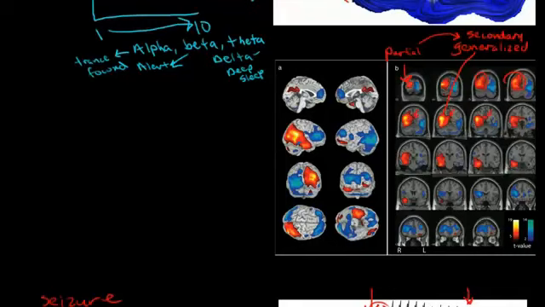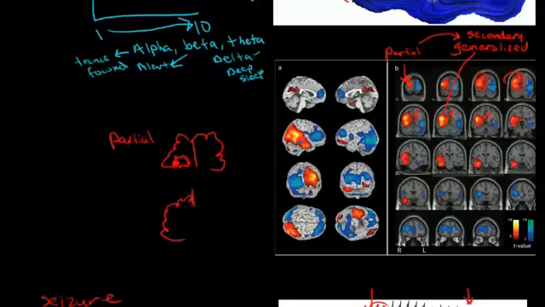Okay, so that illustrates the difference. A partial seizure would begin on the right side, and it might spread around here, but it would never get to the left. So that would be a partial. This demonstrates the secondary generalized, and a primary generalized would start on both sides of the brain all at once.